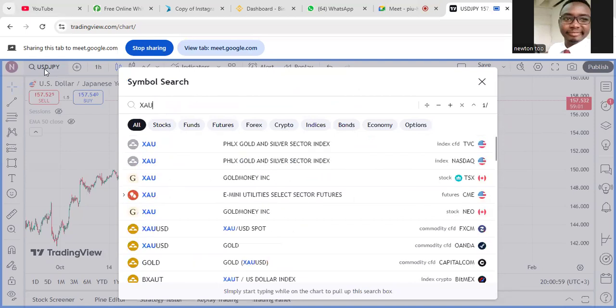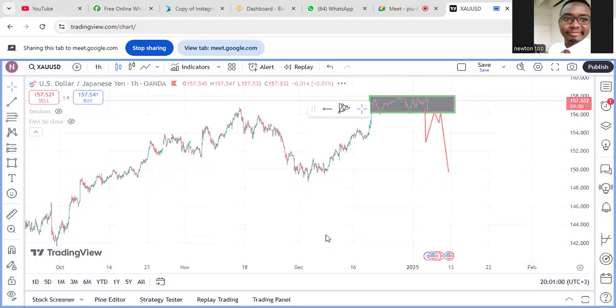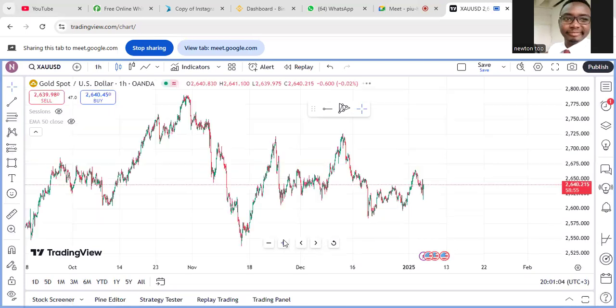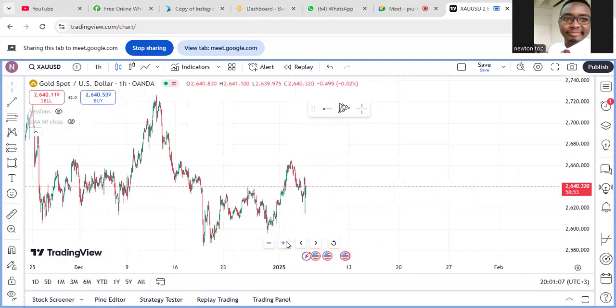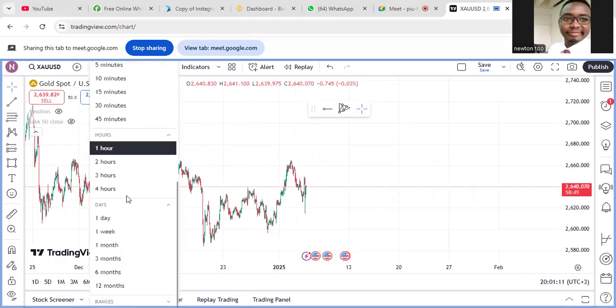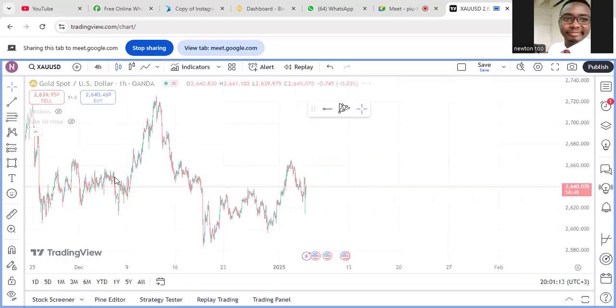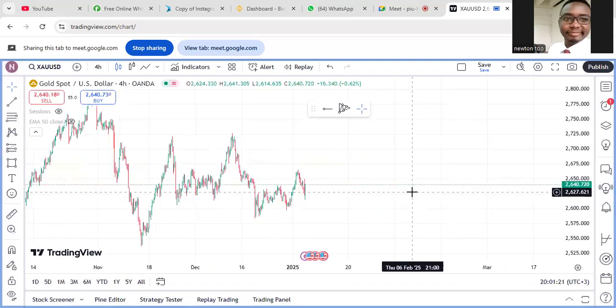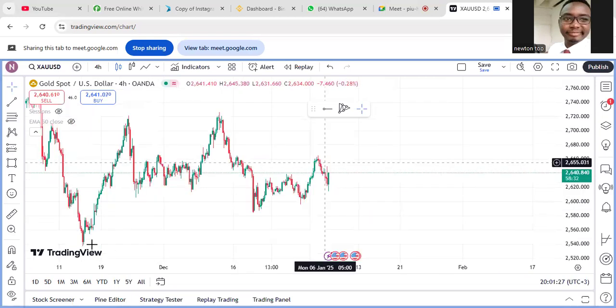XAUUSD. Okay, so this one is gold, guys. The first thing, guys, let's go to a higher time frame. Every time, check on a higher time frame to see the long-term view of the market. You can check on H1, or you can check on H4.